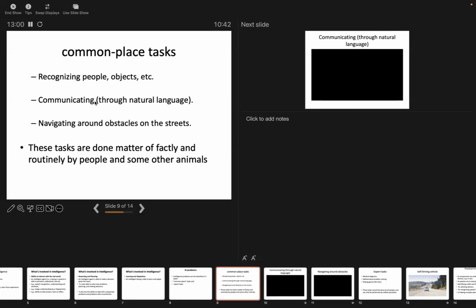Navigating through obstacles. For example, if you think of a chicken, it is able to see that there's an obstacle ahead of it and can choose to go around it or jump over it if the distance is not so much. So that is a commonplace task. Remember, when we talked about an intelligent agent, we said it is supposed to perceive its environment, understand what is going on, and act. Some of the tasks are commonplace tasks, like recognizing objects, recognizing people, etc. Then communicating is another task.